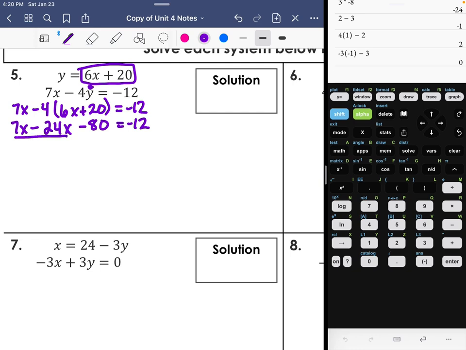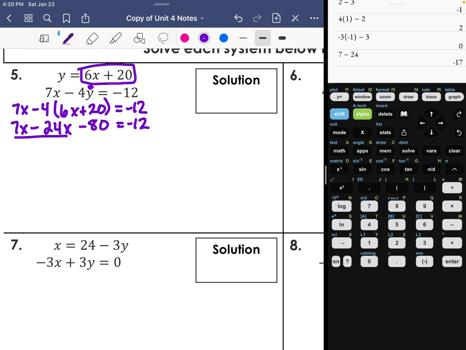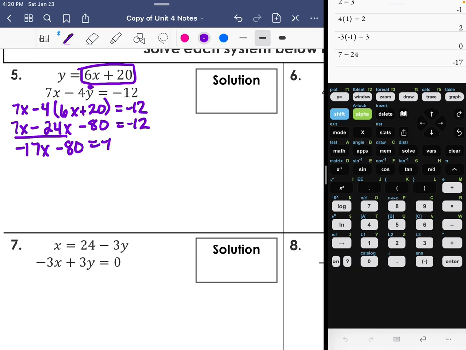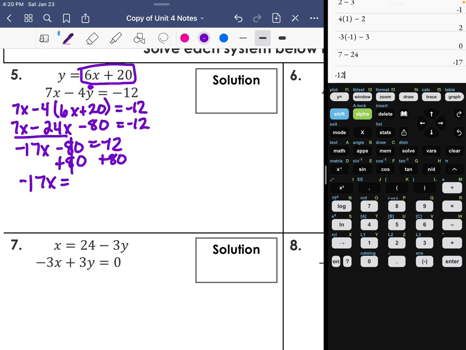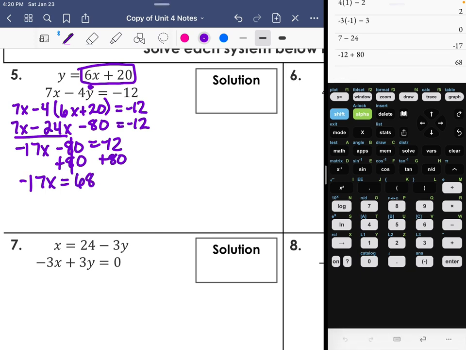Then I'm going to combine these like terms. So that's 7 minus 24. Oh, goodness, I hit the wrong button. So that's negative 17x minus 80 equals negative 12. Then I'm going to add 80 to negative 12 so that I can get negative 17x by itself. So then I have negative 12 plus 80. That is 68. Then I'm going to divide both sides by negative 17 and hope that that's a whole number.